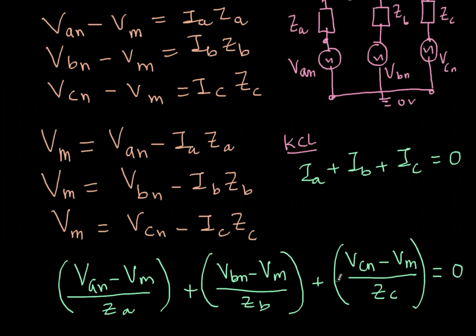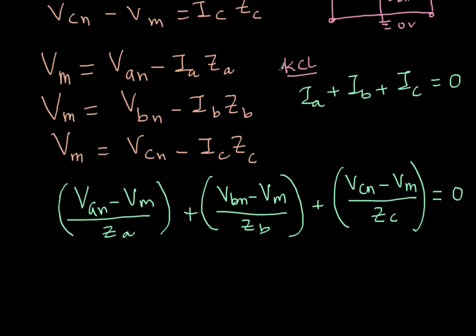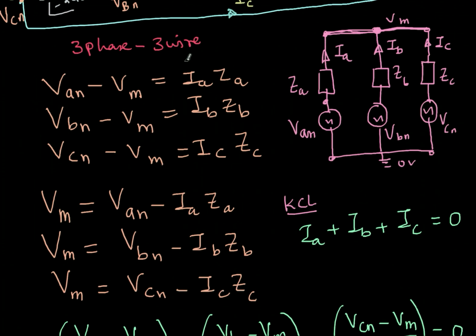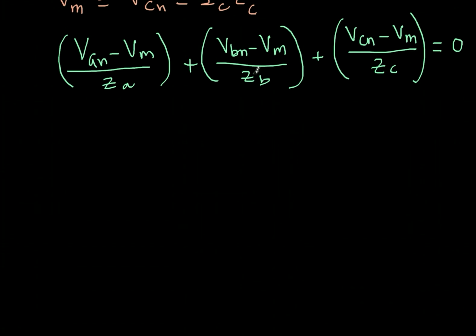So from this, now I have eliminated. We have one equation and one unknown. VAN, ZA I know, VBN, ZB I know, and VCN, ZC I know. Only VM is unknown. So from this, I can manipulate this equation and find what is VM. And once I find VM, I can simply use these equations and find IA, IB, and IC easily. So let's do that calculation here.